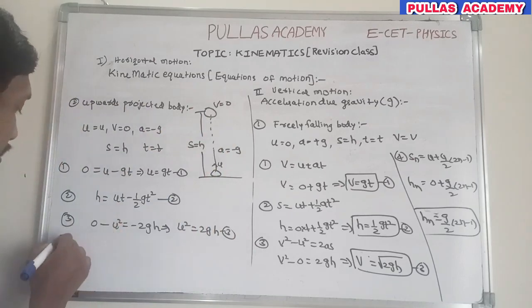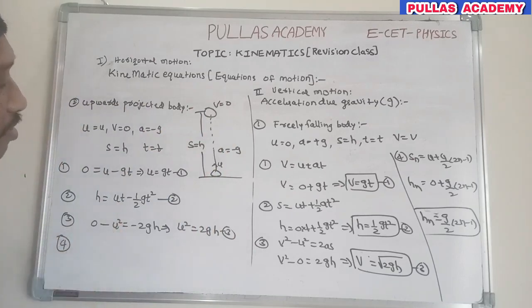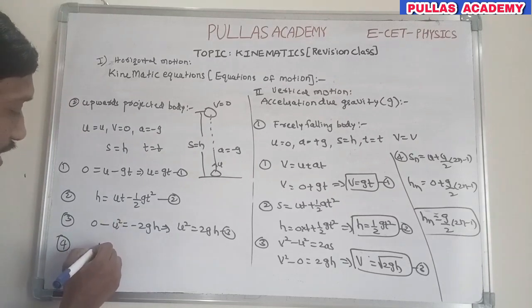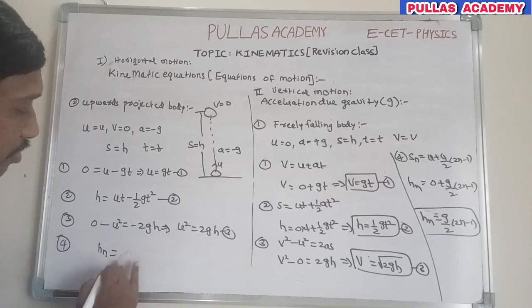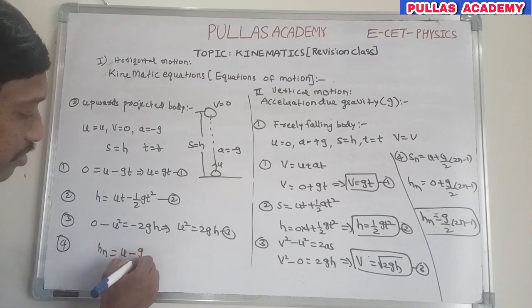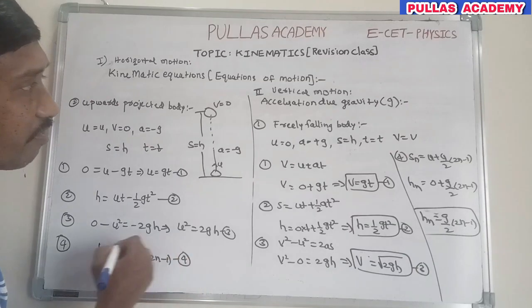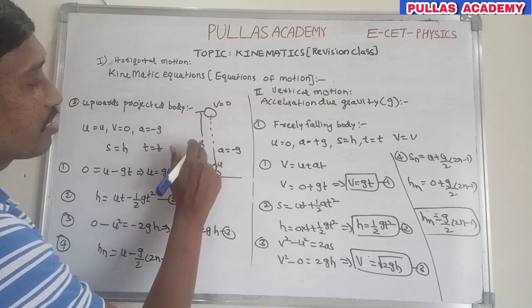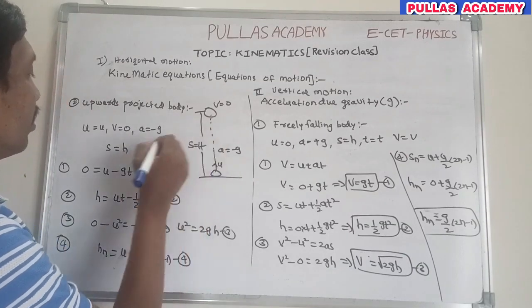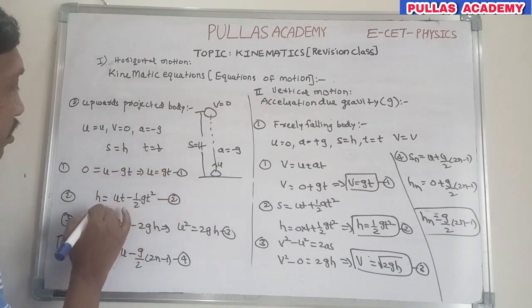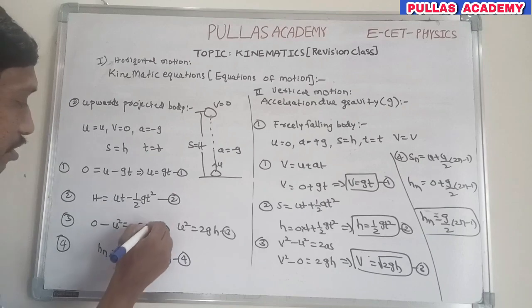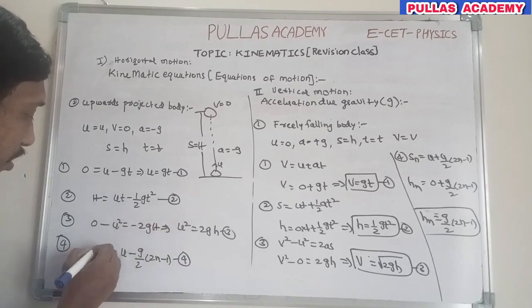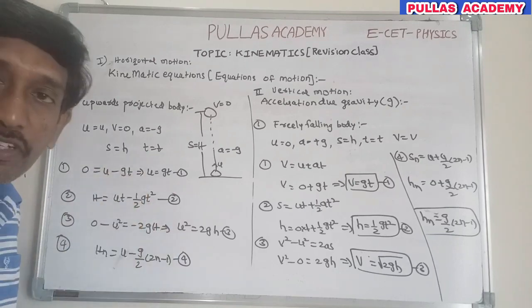Next, the fourth one. hn is equal to, what is the formula? u is equal to u, not 0 here, a is equal to minus g, so hn is equal to u minus g by 2 into 2n minus 1. This is the fourth kinematic equation. So if you consider maximum height in all equations, where h is equal to, substitute capital H. That's the simple difference. Okay, so this is about the kinematic equations.